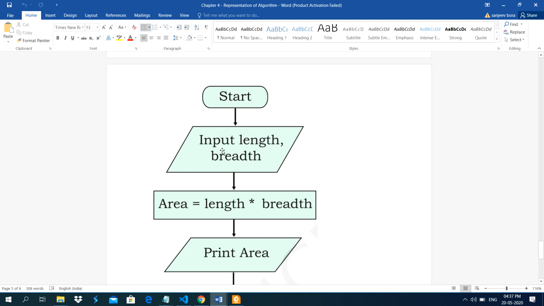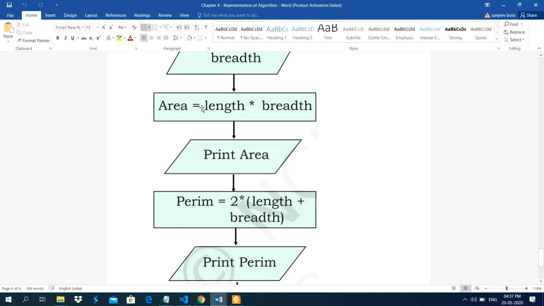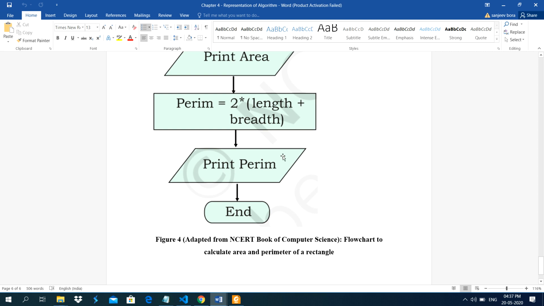First is start, then next input length and breadth, then a rectangle is for calculation, length into breadth, then this parallelogram is to show the area, then again a rectangle is to calculate perimeter, then this parallelogram to show the perimeter, then end.